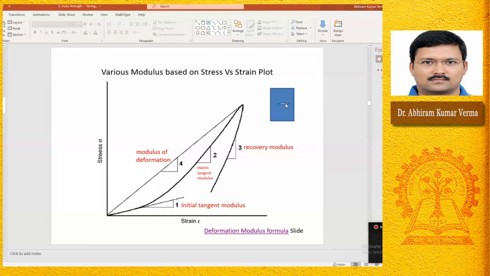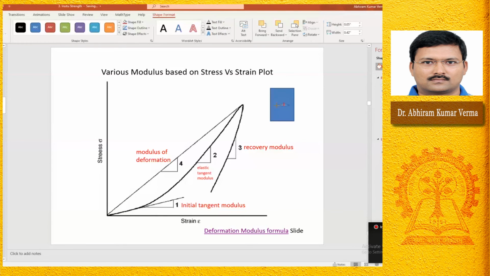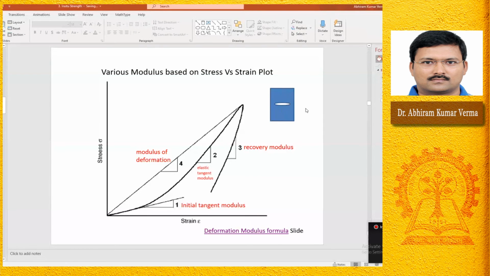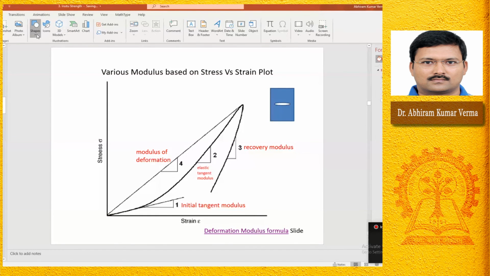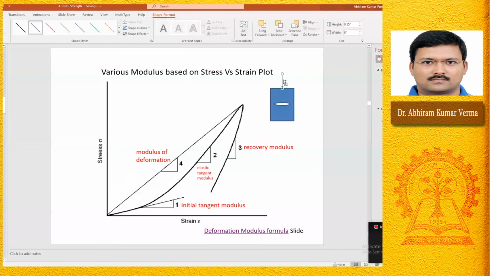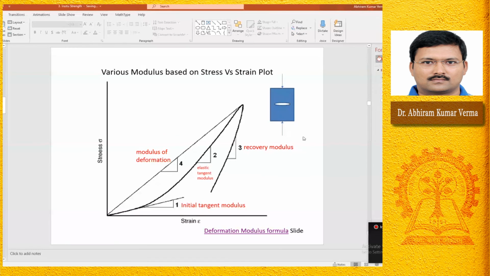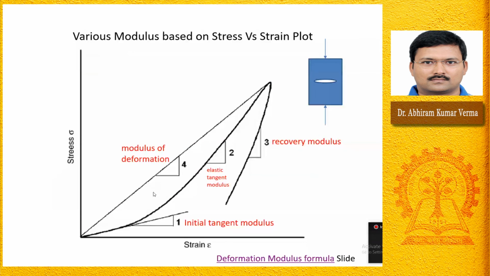If you have a crack like this, say for example, I'm just talking about a single crack or the joint within the body, and I'm applying a load into this. Now I'm applying a compression load. So what will happen to this crack? The crack will close down. Once we are applying the load, the crack will close down.